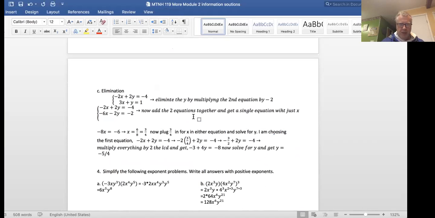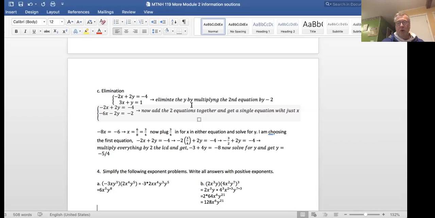Let's take a look at the elimination method. The elimination method means that we eliminate one of the variables by matching up the coefficients from an x or y with opposite signs, adding together, and they cancel out. So in this case, when I look at this just by inspection, I have a minus 2x and a 3x. The x's will not cancel if I add them together. I have a 2y and a y. The y's will not cancel when I add them together.